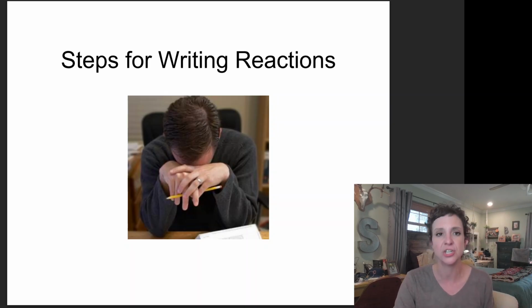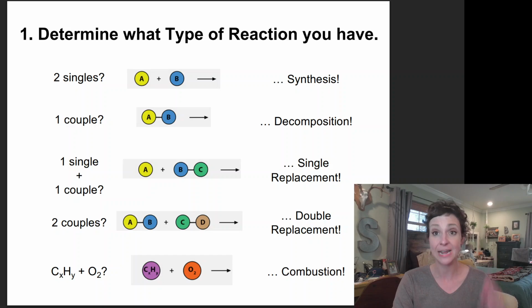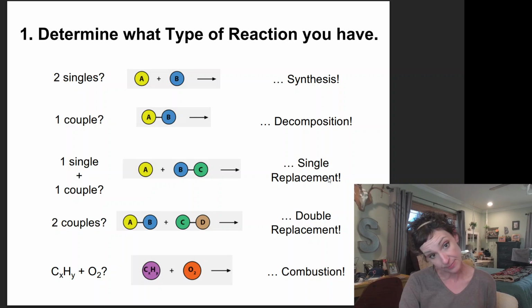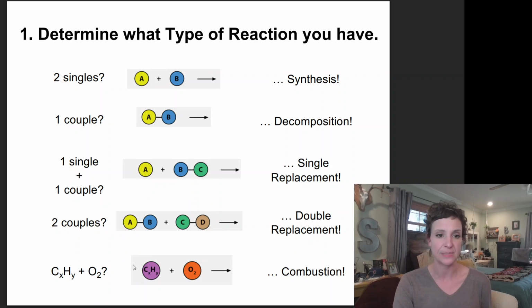But this is just a general frame of mind that I got to get things right for, okay? Determine what type of reaction you have. We mentioned this before. What do you have on the reactant side? Two singles, synthesis. I got a couple, break them up, decomposition. If I got a single person and a couple, oh man, that's some cheating. We got single replacement. Two couples, we're going to swap some partners. We got double replacement. And then my hydrocarbon and oxygen, I know I will be combusting.